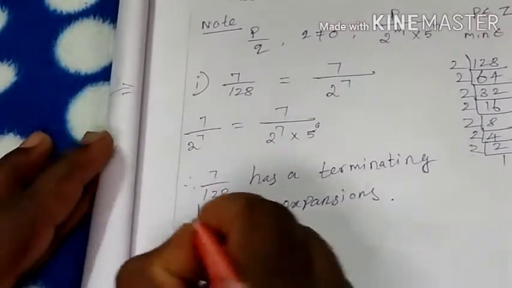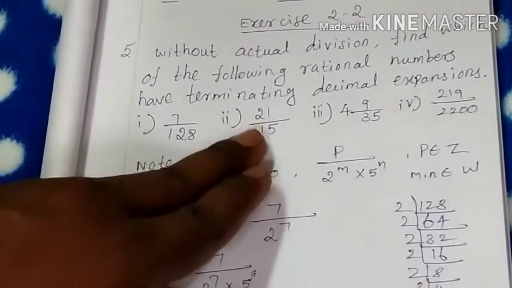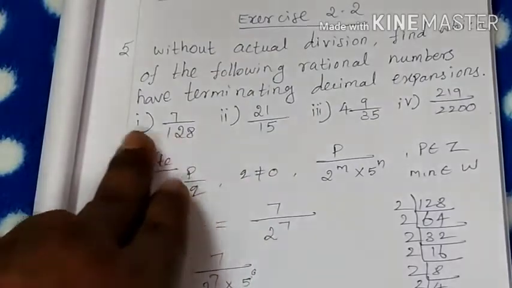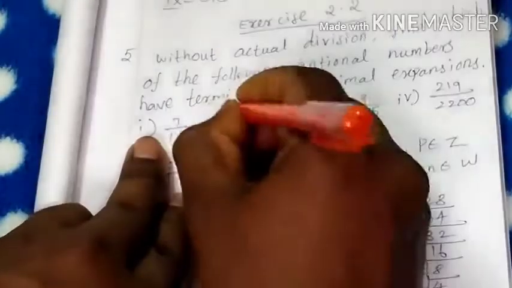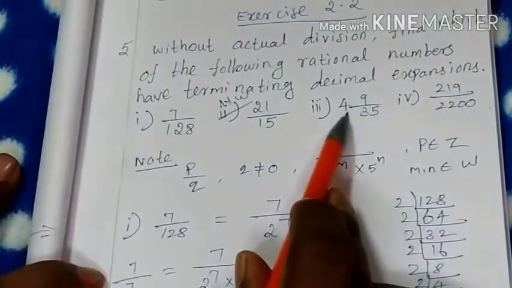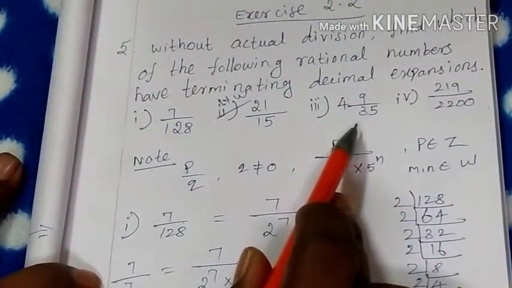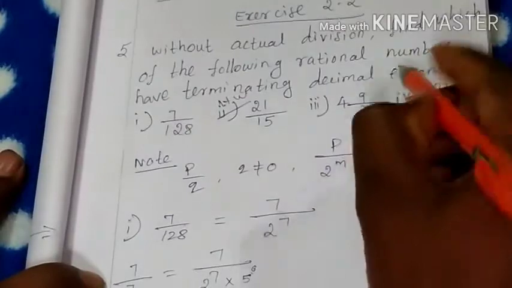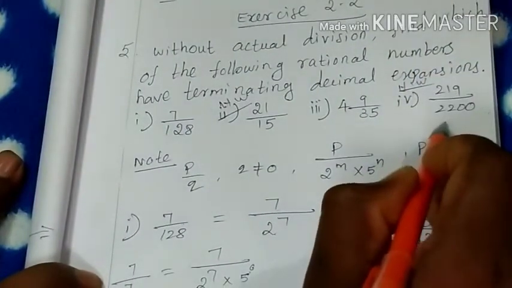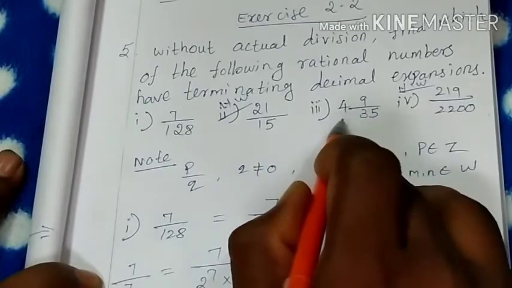Next, the second question. The second question, 21 by 15, is your homework. This is similar to the first question. Then the third question, 4 and 9 by 35. This is a mixed fraction type. The fourth as well is your homework. This is also in the form of p by q. Now I am doing the third question.